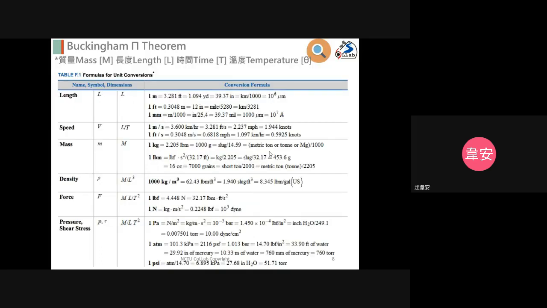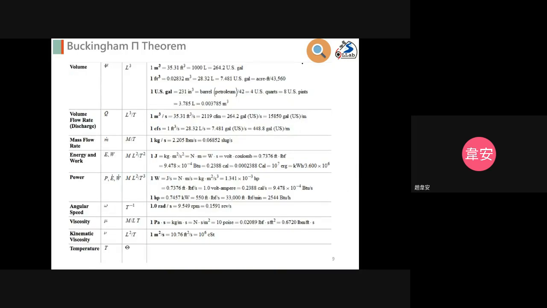So the table just lists all of the dimensions, and so we have length, speed, mass, density, force, and pressure. We use L for length and M to indicate the mass, and T to indicate the time. And for the temperature we will use theta. Okay, you can take a quick look.